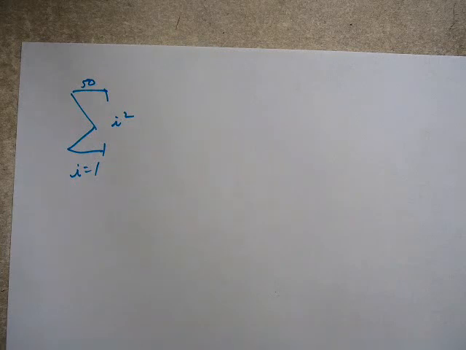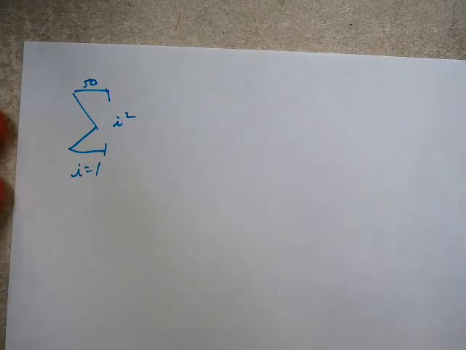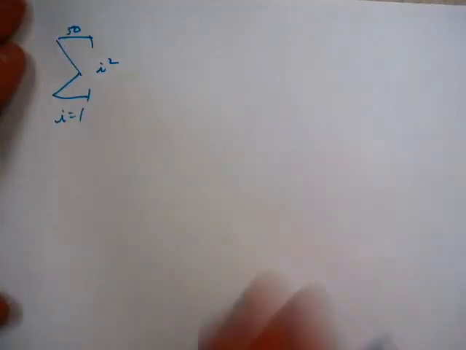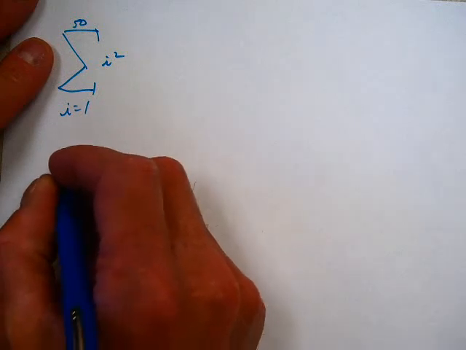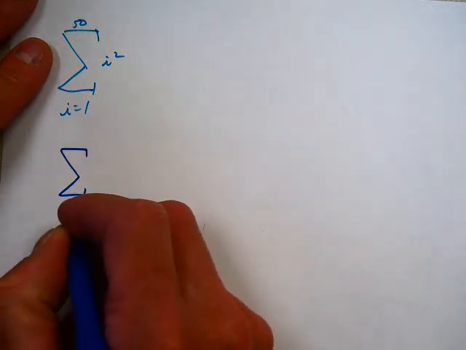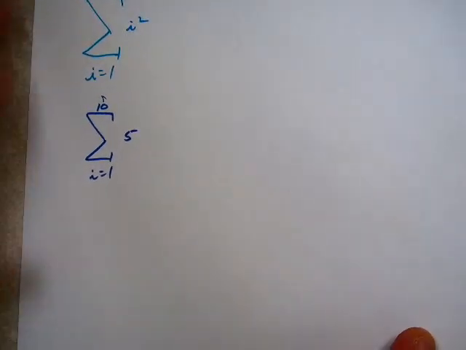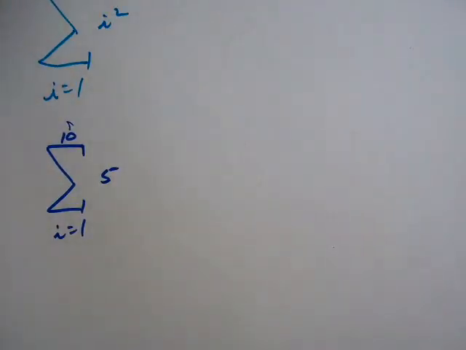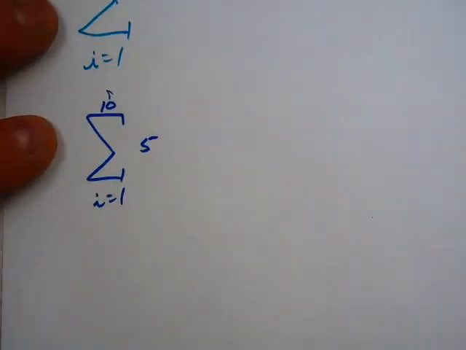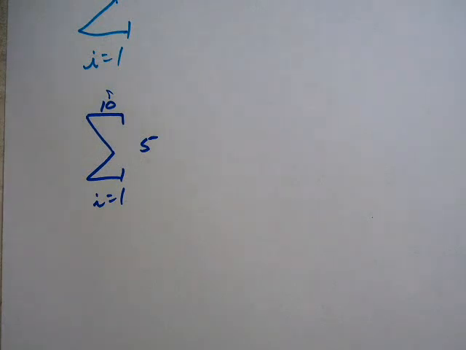So then I guess it would be nice to be able to calculate this. It really would. So we're going to go over what some formulas are. Let's say I said I want the summation from i equals 1 to 10 of 5. Any idea what that would be? The summation from 1 to 10 of 5. 50. Boom! 50.